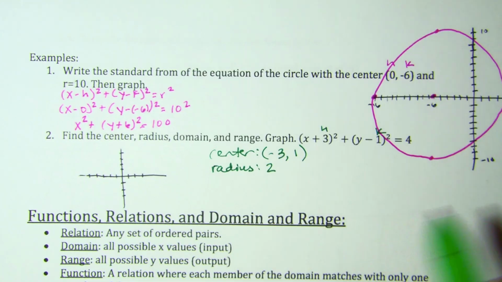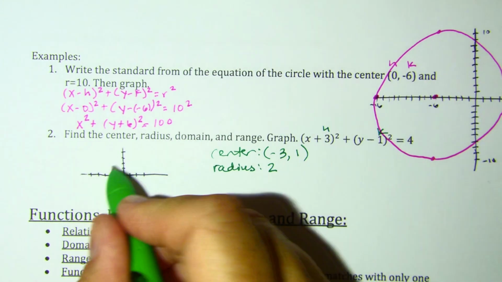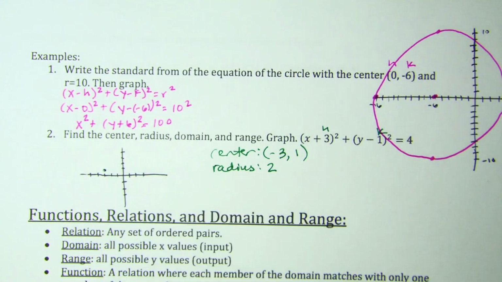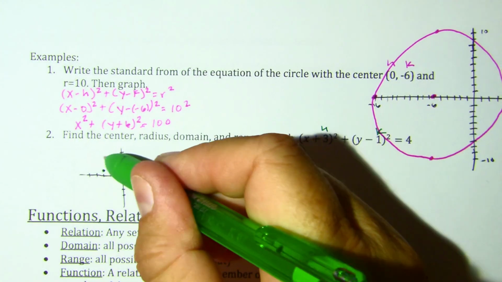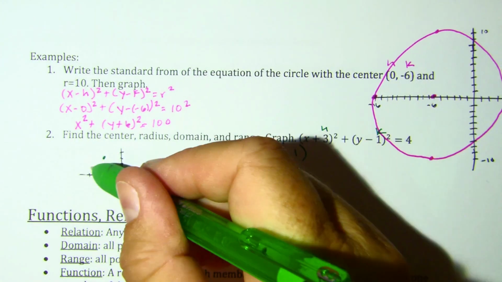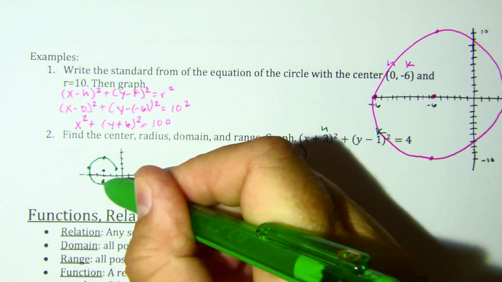I can go ahead and graph now. Negative 3, 1, 2, 3, and 1. And then I'm going to go out 2 in each direction. So up 2, to the right 2, to the left 2, and down 2. And that's my circle.